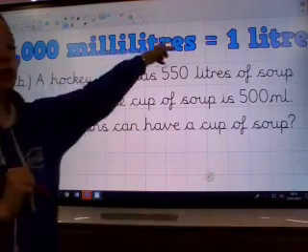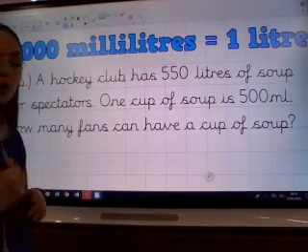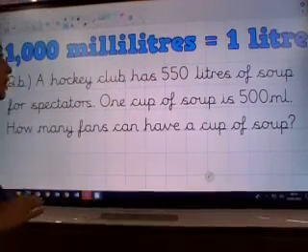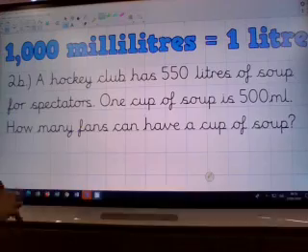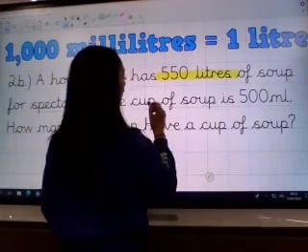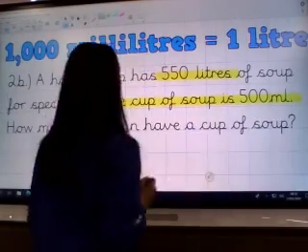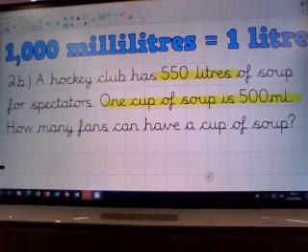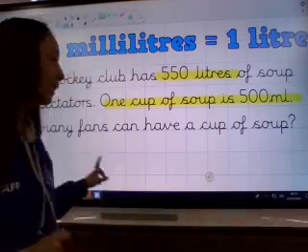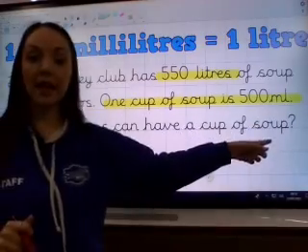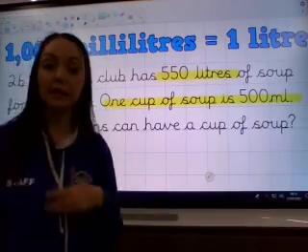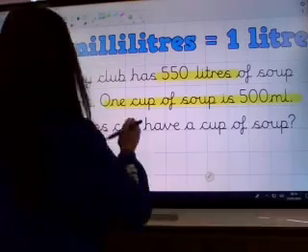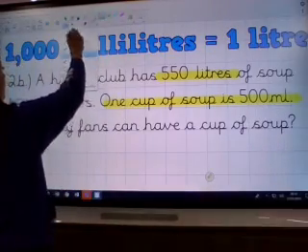On B then, I've put a little reminder at the top of B, so 1,000 millilitres equals 1 litre, just in case you have forgotten. So it says a hockey club has 550 litres of soup for spectators. 1 cup of soup is 500 millilitres. How many fans can have a cup of soup? Now you might notice that it doesn't say how many fans can have a cup of soup in litres or in millilitres, so it's up to you. But you are going to have to do a little bit of converting for this one.